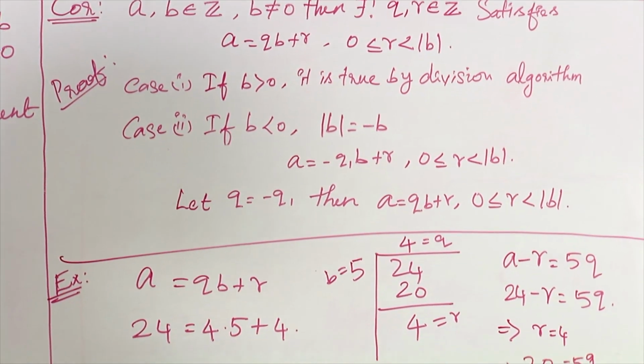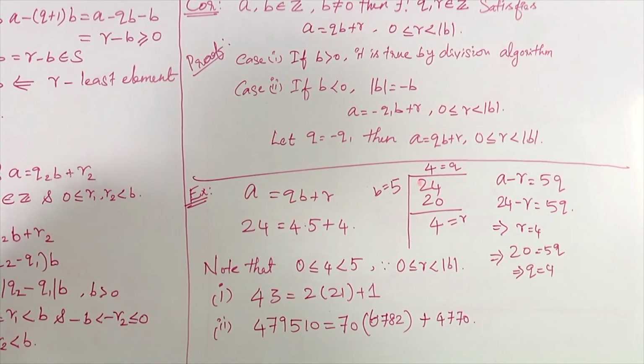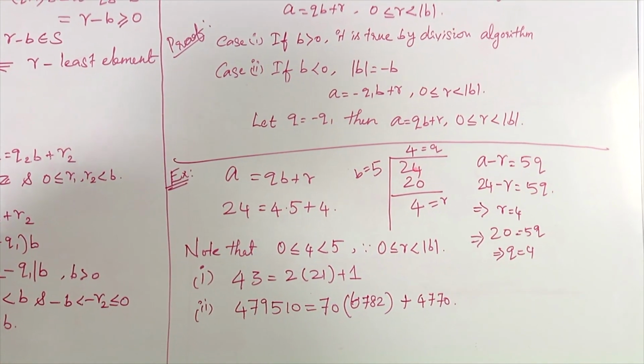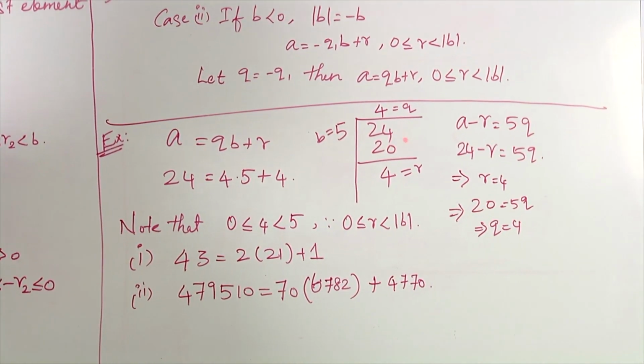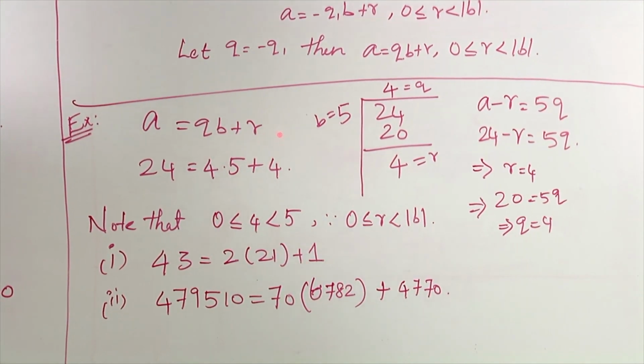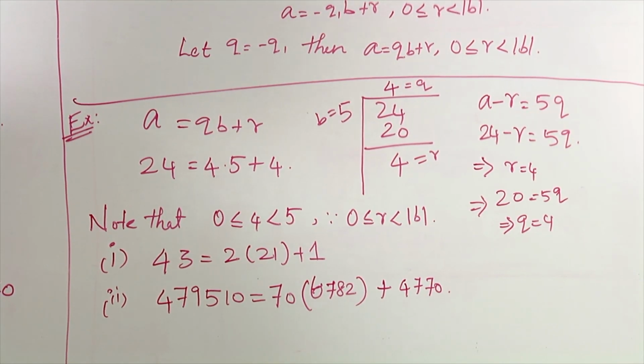Next, we shall see an example. Here our A is 24 and our B is 5. We are going to find unique Q and R so that I can write A = QB + R. Now, consider A - R = 5Q. How did I arrive at this? This is A - R = BQ. Now I have substituted the values: 24 - R = 5Q.